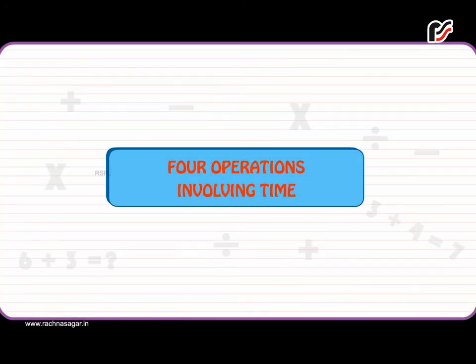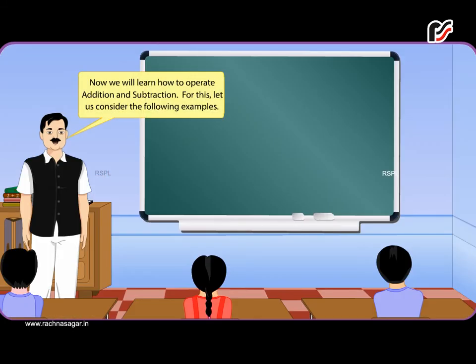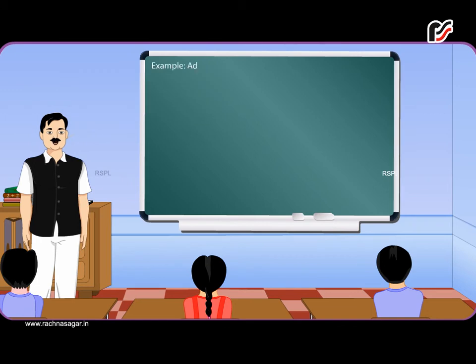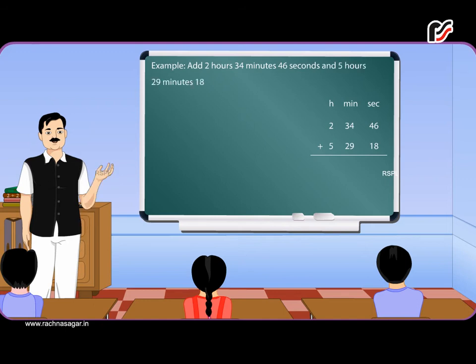Four operations involving time. Now, we will learn how to operate addition and subtraction. For this, let us consider the following examples. Example: add 2 hours 34 minutes 46 seconds and 5 hours 29 minutes 18 seconds. Solution. Step 1.